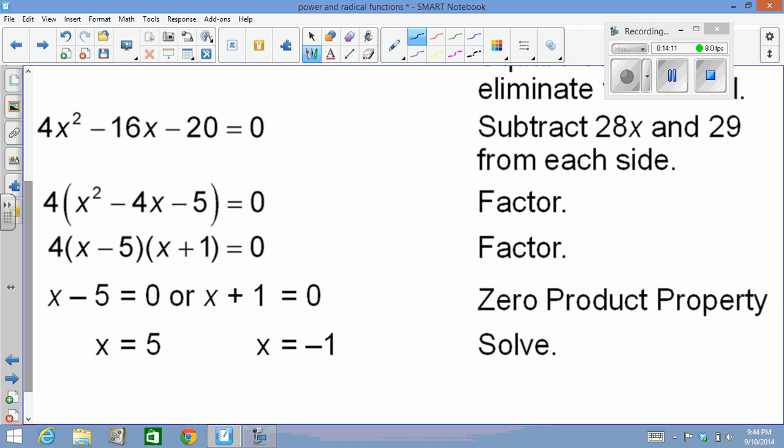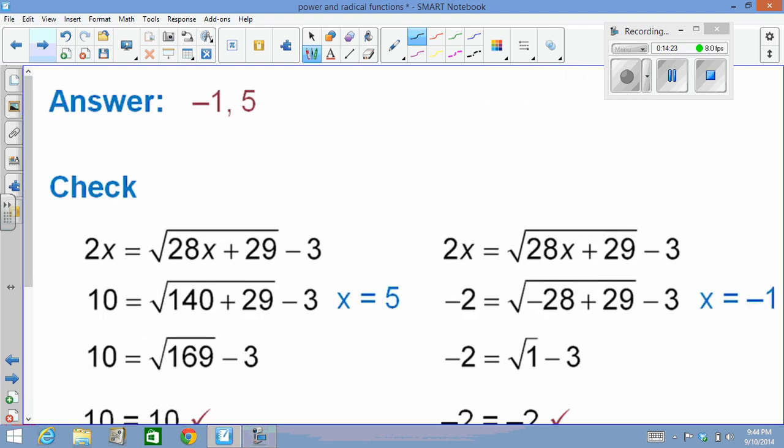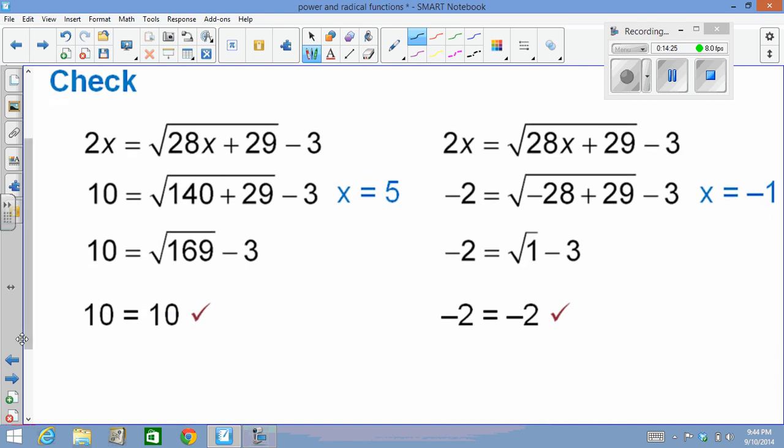But I have to find out if those actually work because I could have what's called extraneous solutions. So I'm going to take those numbers and substitute them back into the equation to see if they still work. When I plug in 5, I see that 10 equals 10. And when I plug in the -1, I see that -2 equals -2. So both of those solutions do work. Sometimes one solution works, sometimes both, sometimes neither of them works. But you do need to double check by substituting them in to make sure.